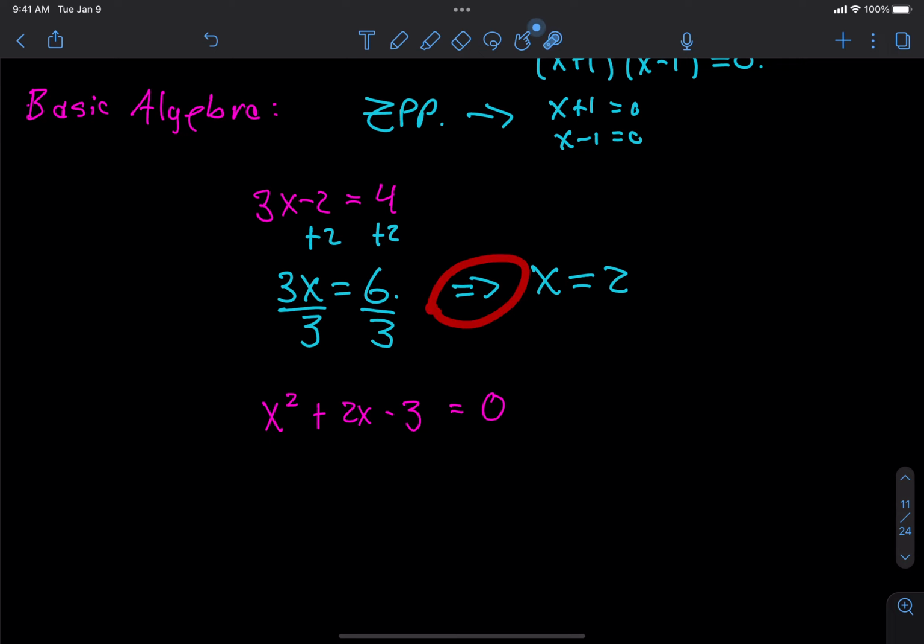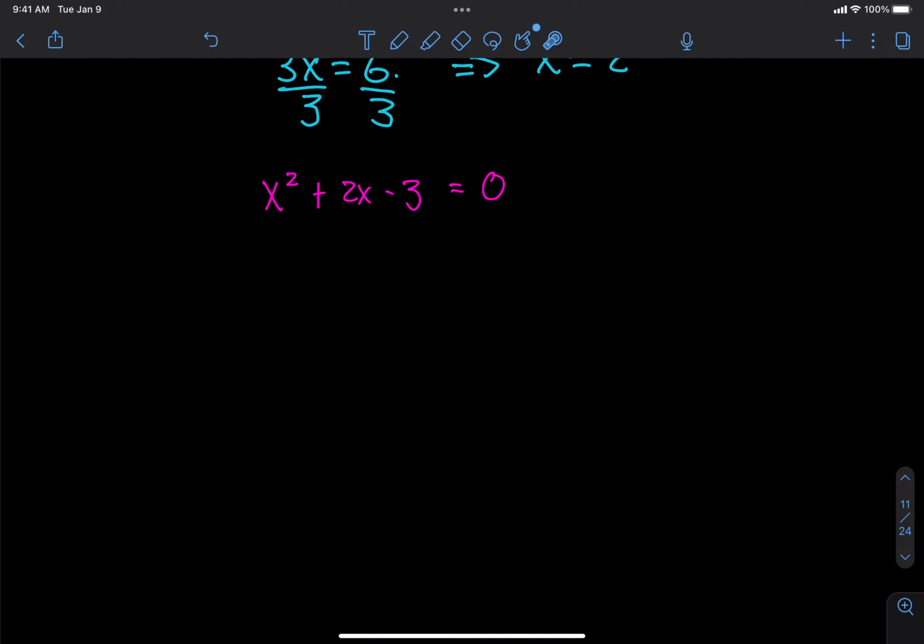So sometimes I'll draw this little sign here. This is just an arrow, by the way. It just means implies. And sometimes I'll be really lazy and I'll use a single arrow. Okay, so next up we can do this.